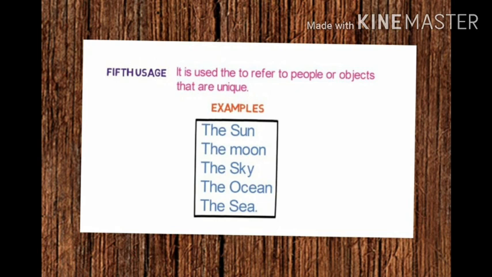And the last usage or the fifth usage is the is used to refer to people or objects that are unique. For example, the sun, the moon, the sky, the ocean, the sea. So here we are talking about something which is unique in nature. So that is how we understand the usage of the in different places.